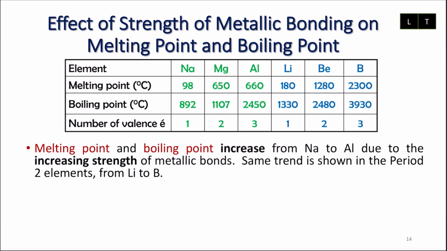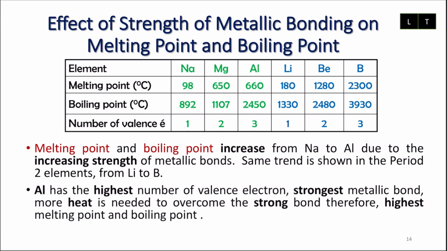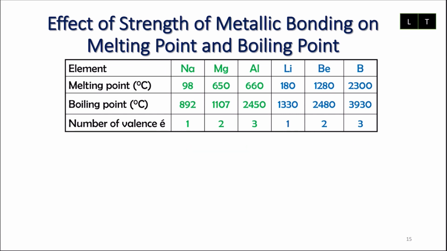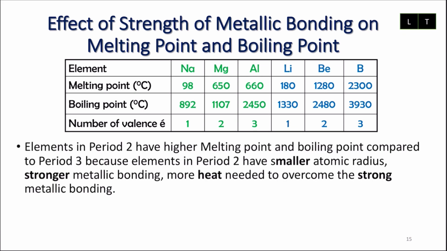Dan kes yang sama untuk period 2 juga. Daripada lithium yang paling rendah dan boron adalah yang paling tinggi. Dalam kes ini, we can see that aluminium has highest number of valence electrons. That's why strongest metallic bond, which resulting more heat is needed to overcome the strong bond here. Therefore, highest melting point dan boiling point. In this case, awak boleh nampak juga elements in period 2 have higher melting point and boiling point berbanding period 3. This is because period 2 have smaller atomic radius berbanding period 3.